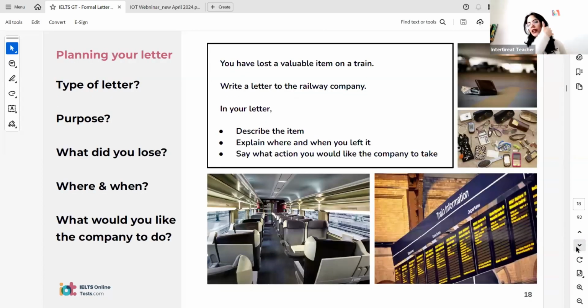So here we are. Now, let's get back to the original letter. Remember the lost valuable item on the train. We've already decided that we needed to write a formal letter, right? Now, can you tell me the purpose of the letter? If you were to choose, for example, things like invitation, complaint, making a request, and these kinds of things, what would the purpose of this letter be?